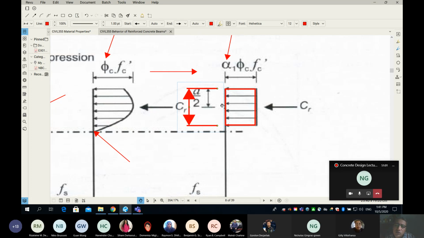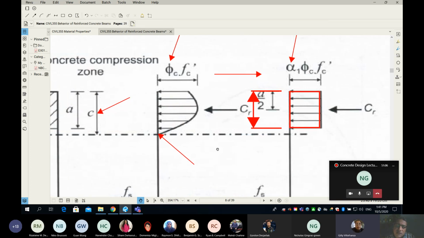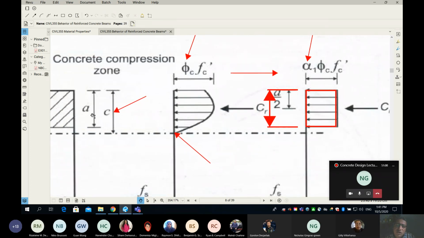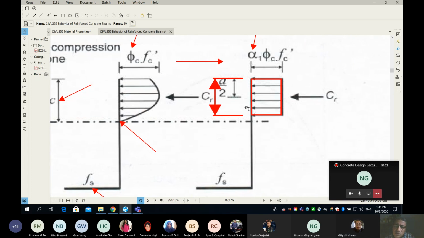It is not H/2, because maybe my dimension line is covering the H, but look at this, please. This dimension is not H. H is the total thickness or total depth of your beam. But this line here is a, which is the depth of the equivalent compression block. So I think you got it, because if this is a rectangle, it means the centroid is at this level.